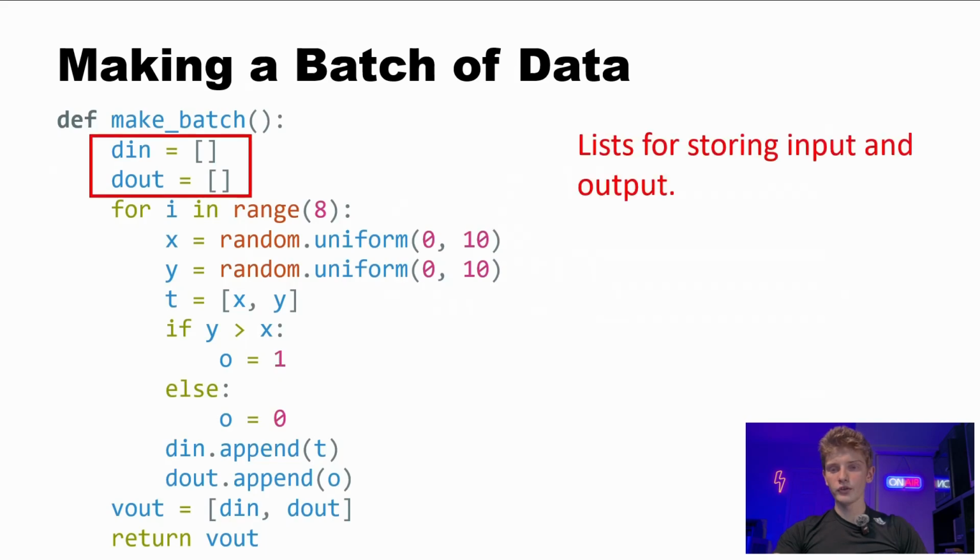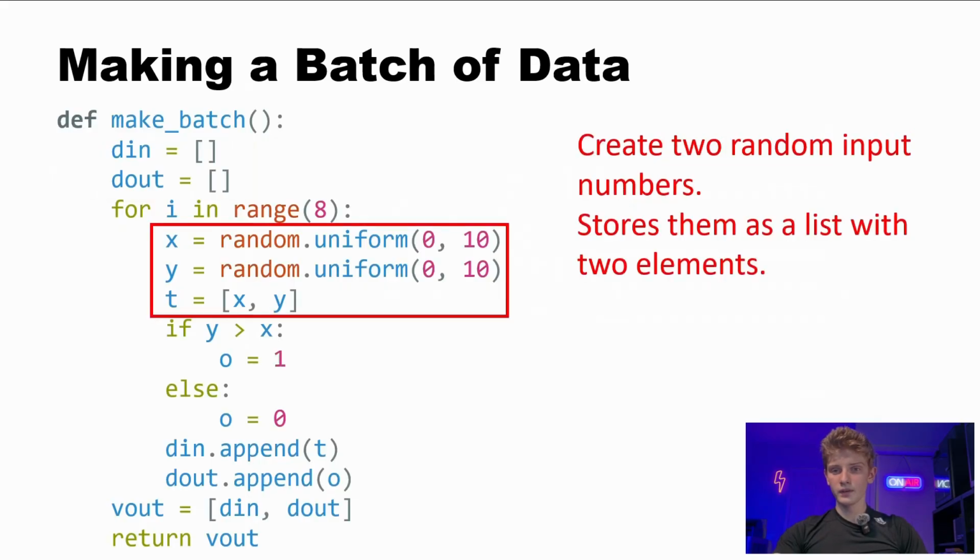So this is the function in our code which creates a batch of data, and let's go through it. First, we have these 2 lists, data input and data output, which will store our randomly generated inputs and outputs. Then we enter a for loop, and here you can see this is where we use our random library. We use this .uniform method, and this will allow us to generate 2 random numbers from 0 to 10 that we store in x and y, and we store this pair of inputs in this list T.